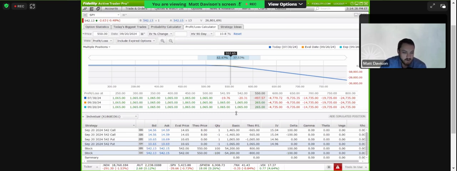But that's the goal. It makes less sense in a non-margin account just because it's not really capitalizing on that capital efficiency that you can get on the margin side.